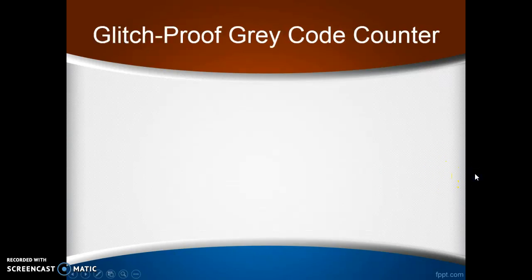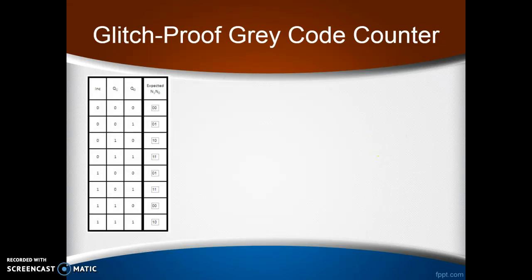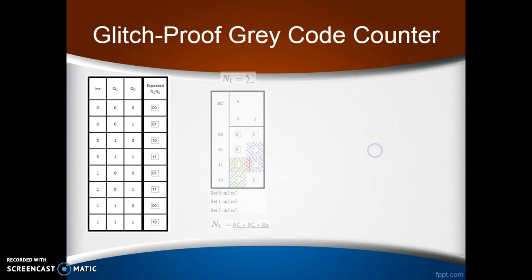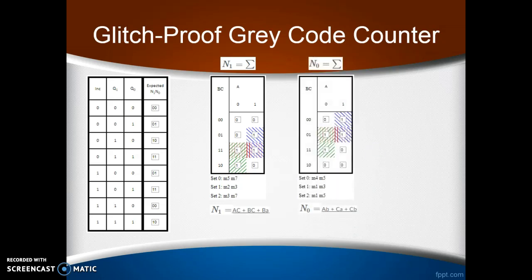The next counter that we were asked to create was the glitch-proof Gray counter. The Gray code counter. We are also asked to use an increment input to determine whether or not the current state would transition to the next state. We fill out our transition table using the Gray code count. And since there are only two bits for the current state, we only need 2 K-maps.